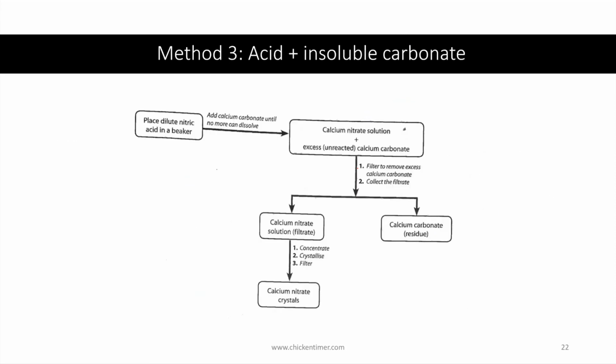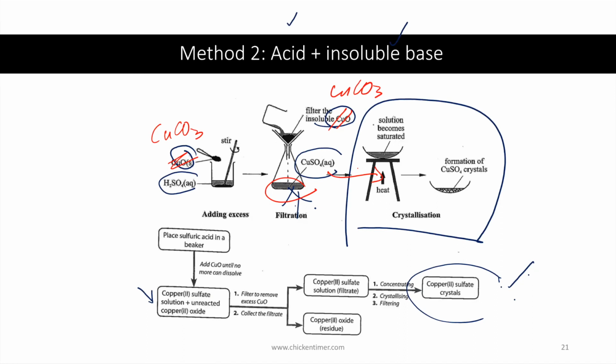Acid and metal is also the same as this. So you just repeat this, but we cannot use copper anymore as an example because copper is an unreactive metal. So let's say I use iron metal. Iron reacts with sulfuric acid, then you form iron sulfate here. And then you filter, you will get iron powder here. Then the rest is the same again.